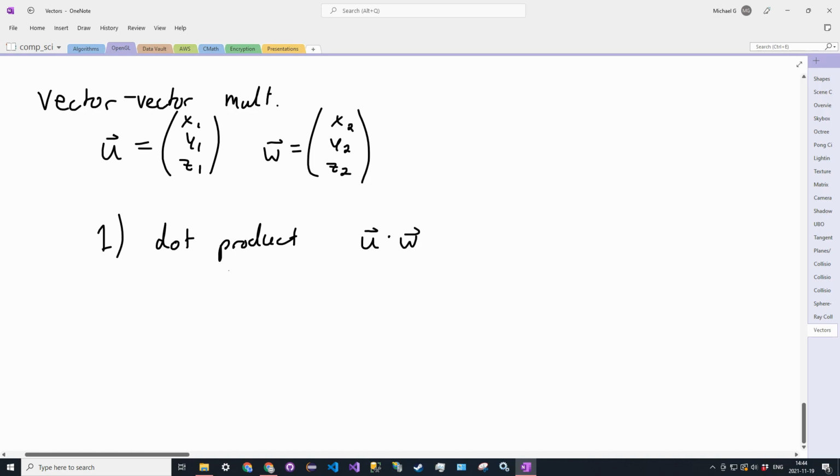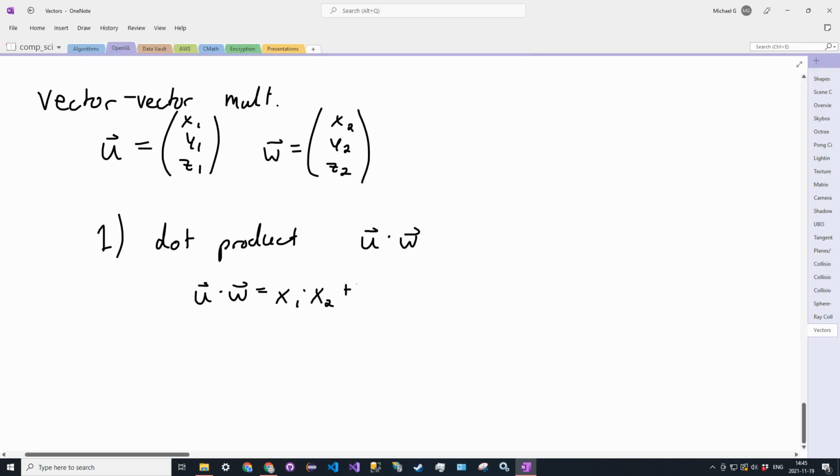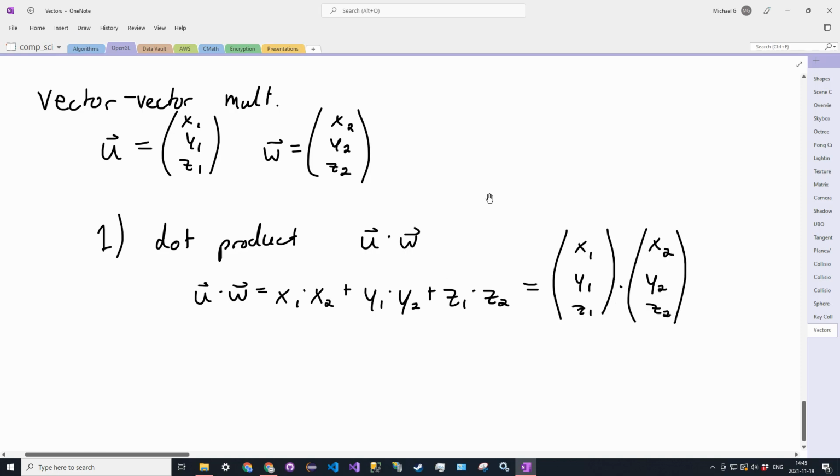And mathematically what this represents is, u dot w is just equal to the sum of the products of each component. So we're going to say x1 dotted with x2 plus y1 dotted with y2 plus z1 dotted with z2. And we can see this if we do the column layout here. So a few notes about the dot product.